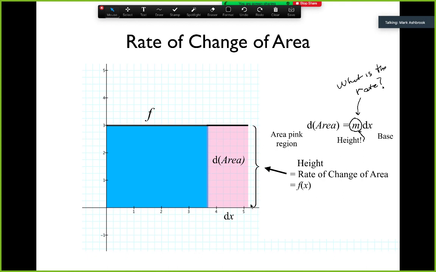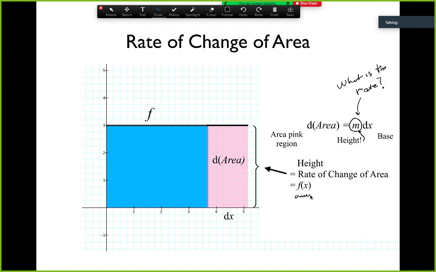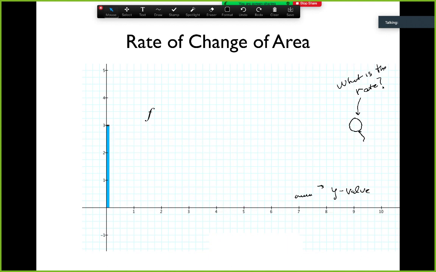And what is the height? Well, that is the value of the function, right? Values of the function are the y values on a graph, which is the height from the x-axis, right? This is the y value on a graph.